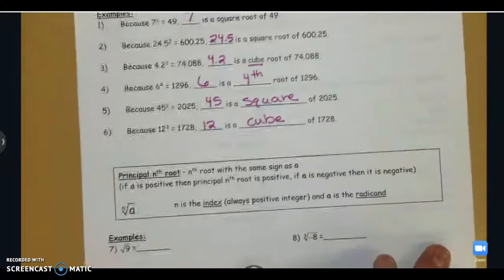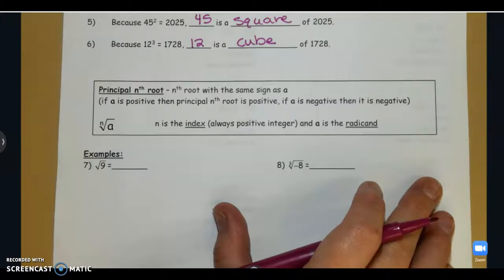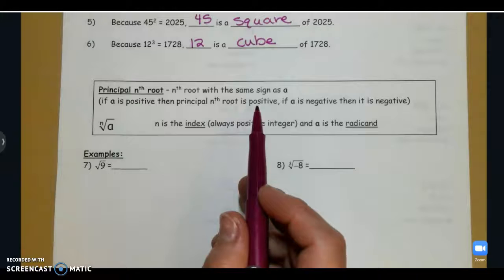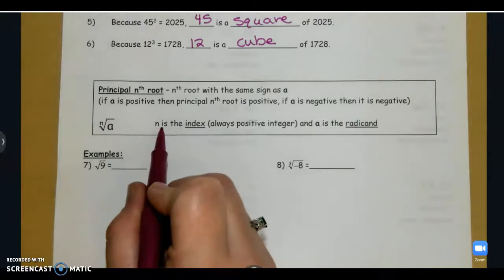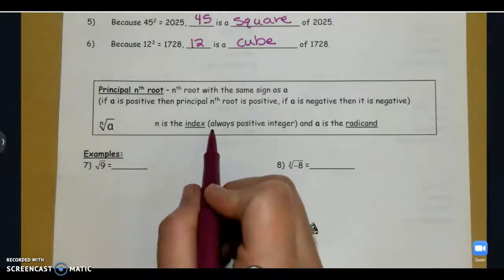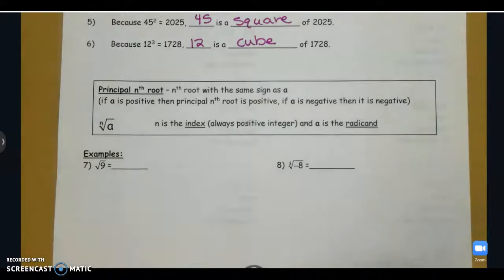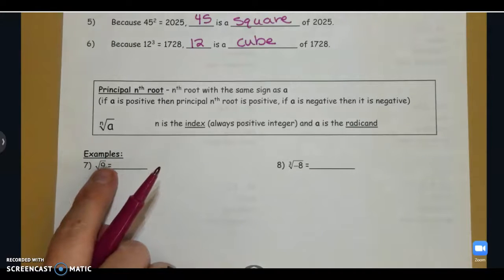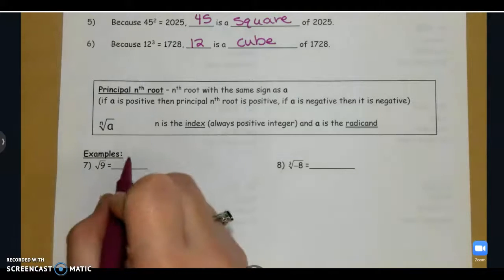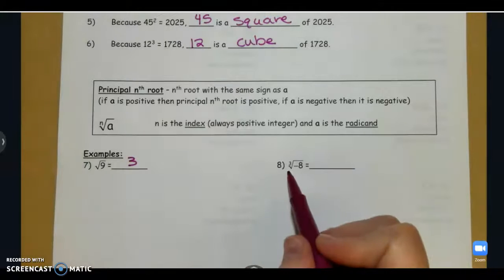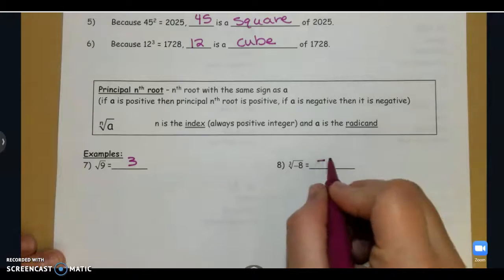Now the principal root is the root with the same sign as what's inside our radical. So if a is positive, then the nth root is positive. If a is negative, then it's negative. For the nth root of a, n is our index, the number in front of the radical, and it's always a positive integer. And a, what's inside the radical, is called the radicand, and that can be positive or negative. So starting here, my radicand inside the radical is positive, so my principal root is going to be positive. The principal root would be positive 3. Now the cube root of negative 8, it's negative 8 in here, so that principal root is also going to be negative, and that would be negative 2.